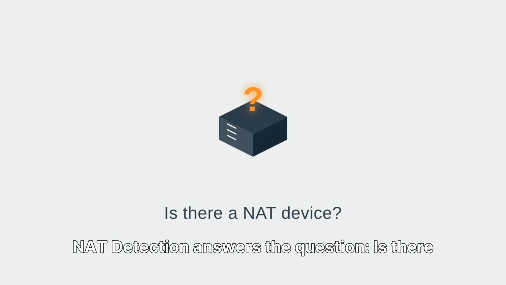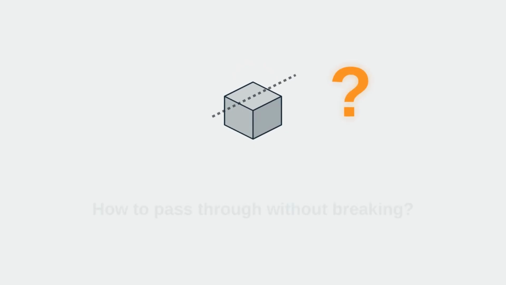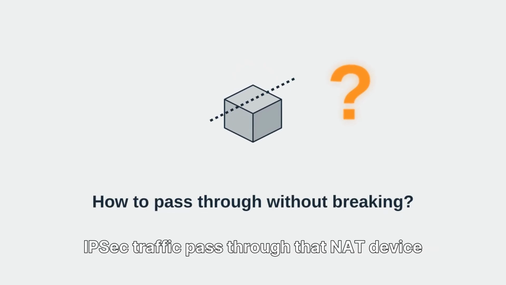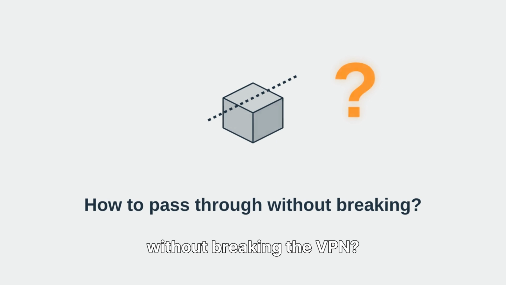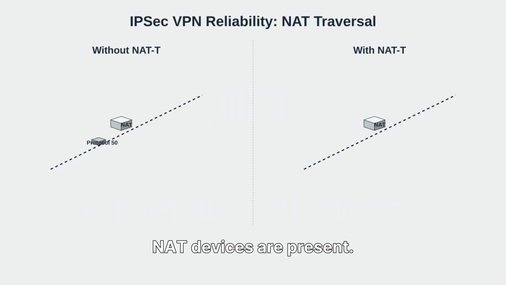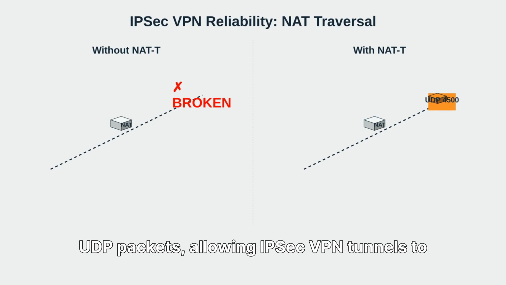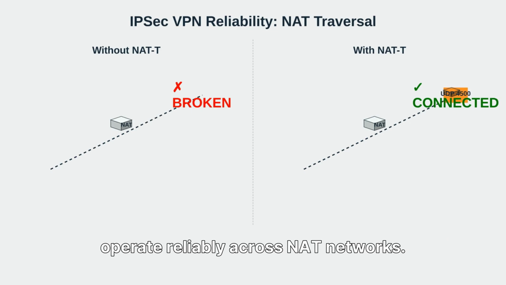NAT detection answers the question: is there a NAT device between the VPN peers? NAT Traversal answers the question: how can IPSec traffic pass through that NAT device without breaking the VPN? Without NAT-T, ESP traffic may fail when NAT devices are present. With NAT-T, ESP is safely carried inside UDP packets, allowing IPSec VPN tunnels to operate reliably across NAT networks.